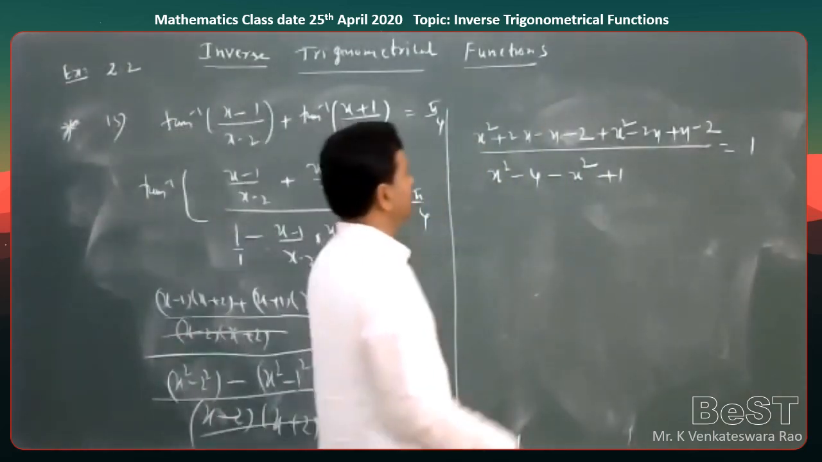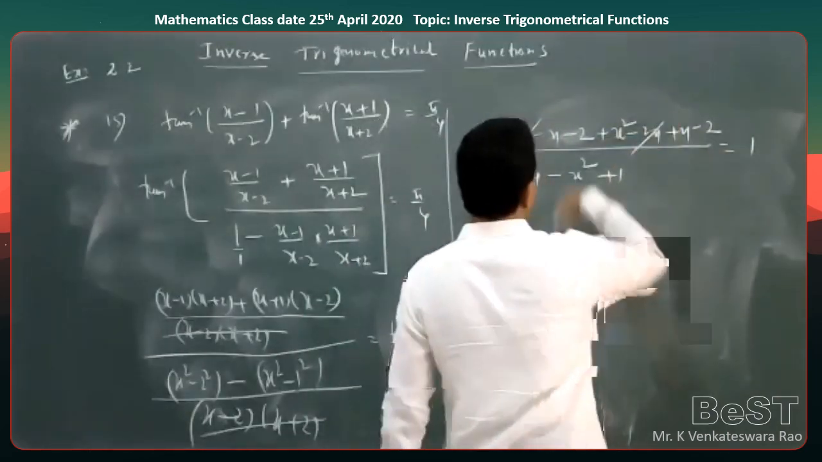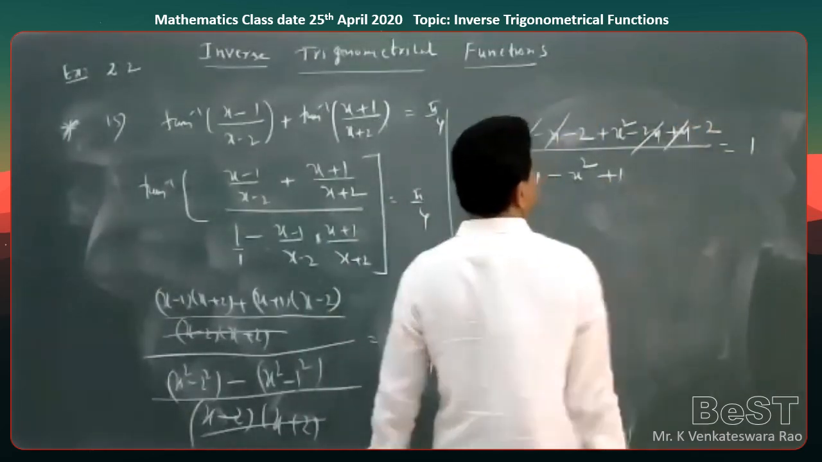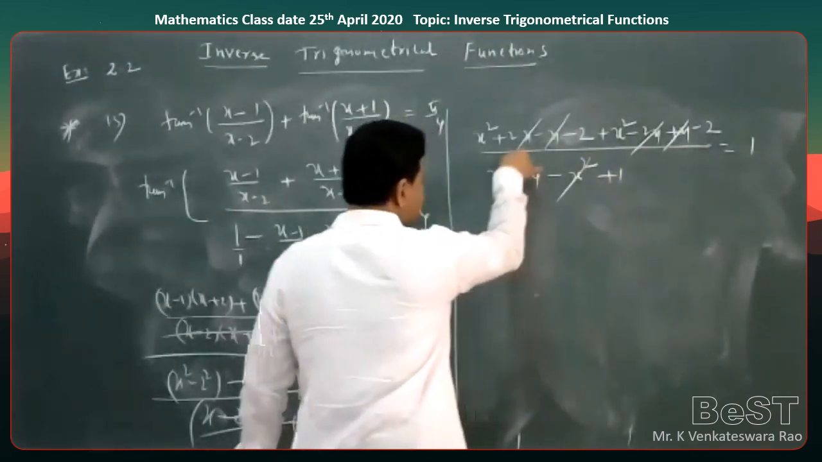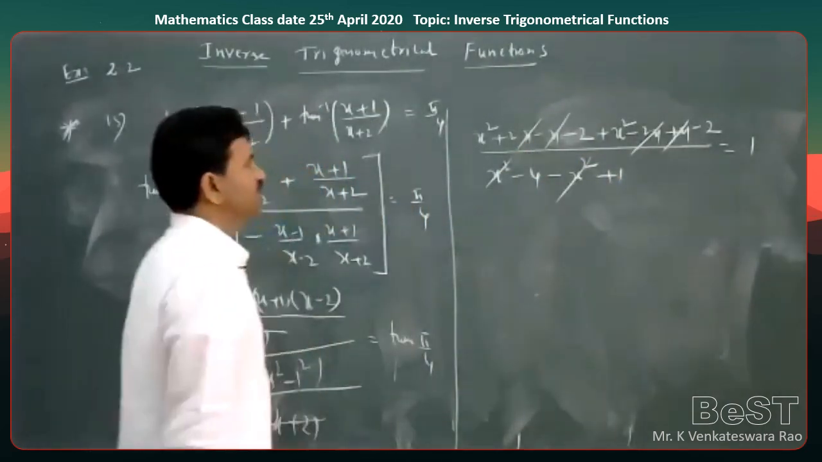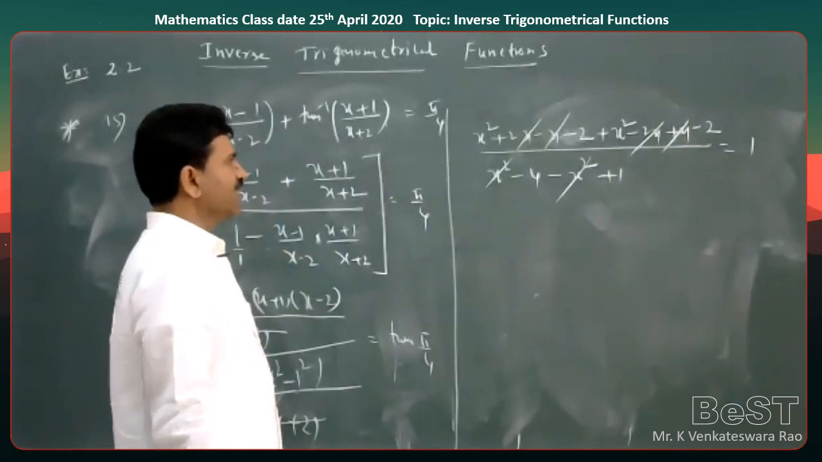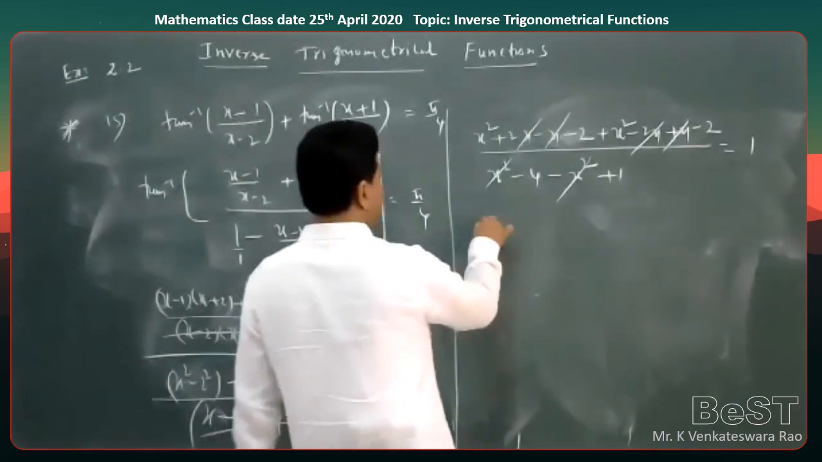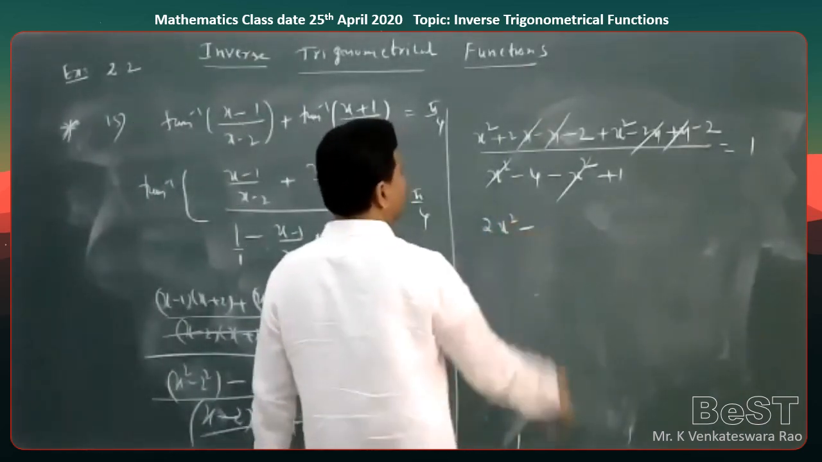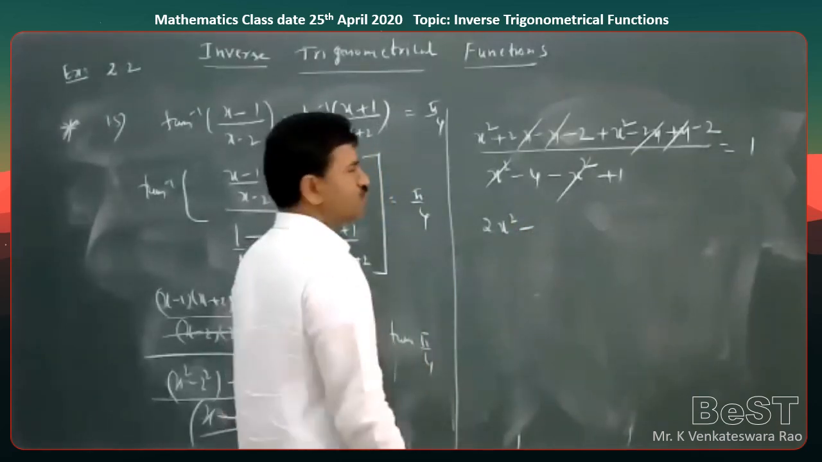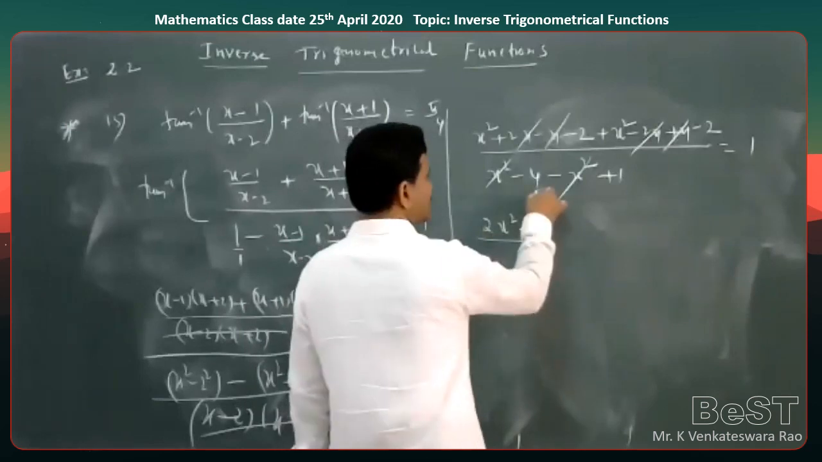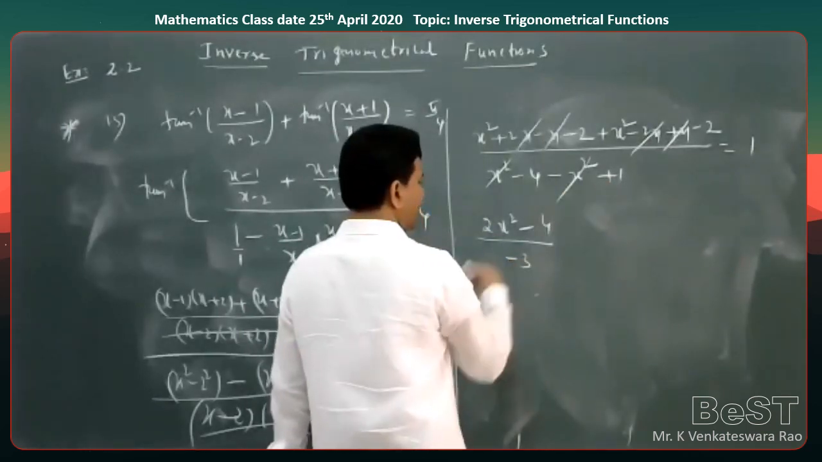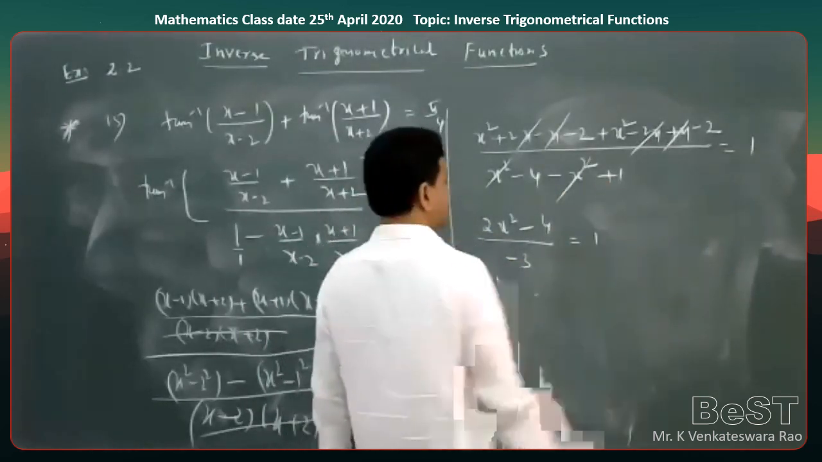Now see the simplifications. What can we do here? Plus 2x minus 2x cancel. Minus x plus x cancel. So in the denominator, minus x square plus x square cancel. So numerator is x square plus x square means 2x square, minus 2 means minus 4, minus 4 plus 1 means minus 3. This is equal to 1.